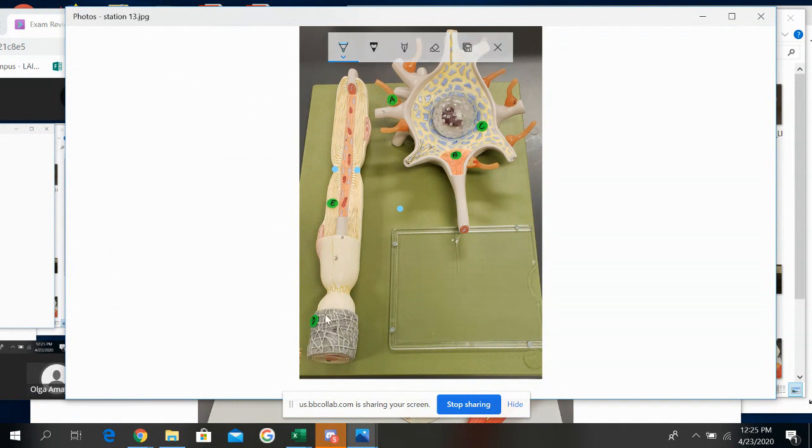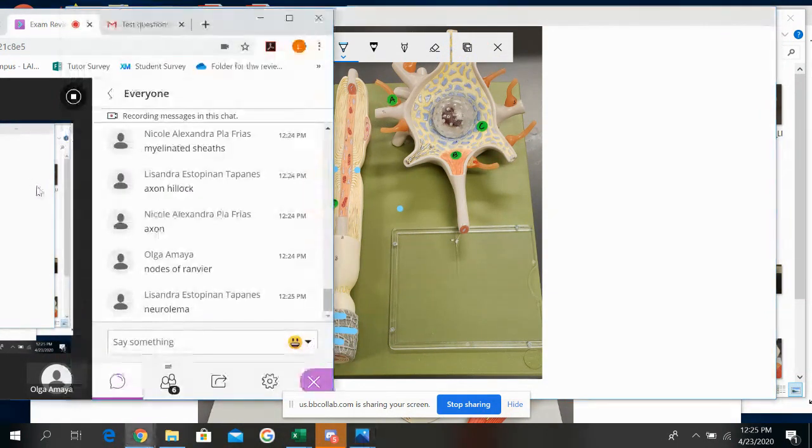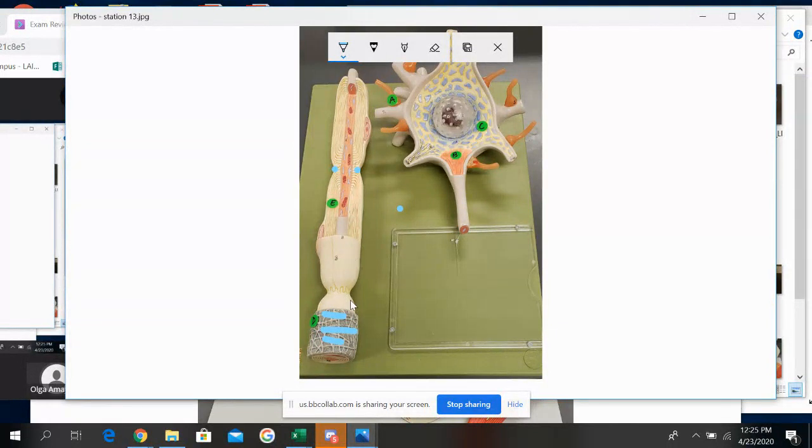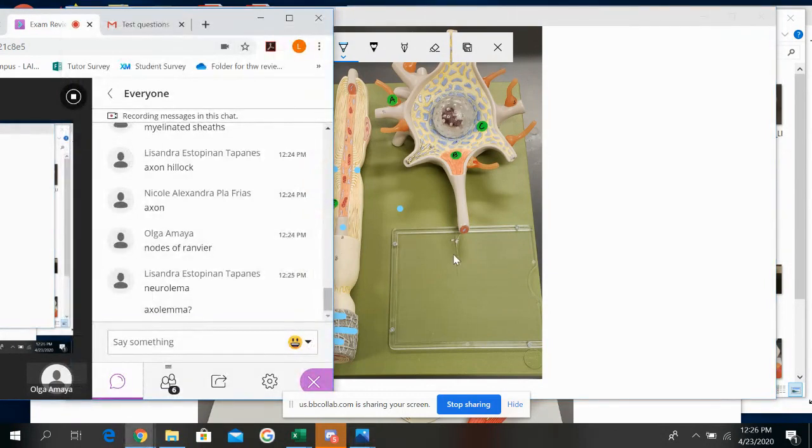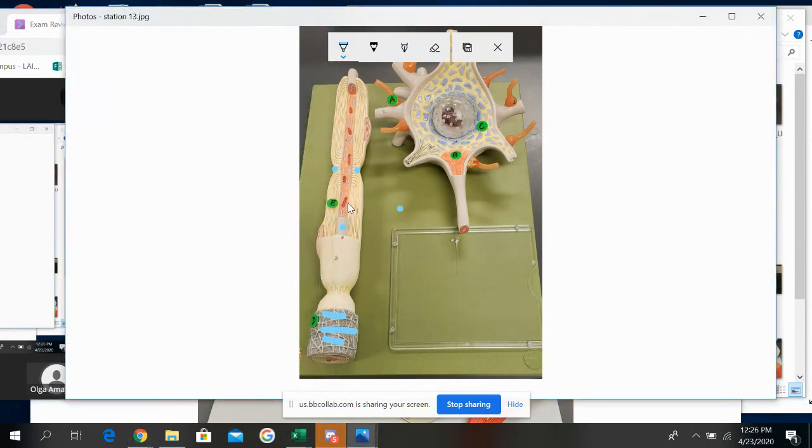Right here, this gray layer, what is this called? See? The neurolemma. Very good. That's the cell membrane of the neuron. And what about this layer right here? It pertains to what this thing is called. So if this is an axon, we're looking at the cell membrane of the axon, and what do we call that? The axolemma, yes, very good. So, neurolemma, axolemma, myelin sheaths. In between two myelin sheaths, you have a node of Ranvier.